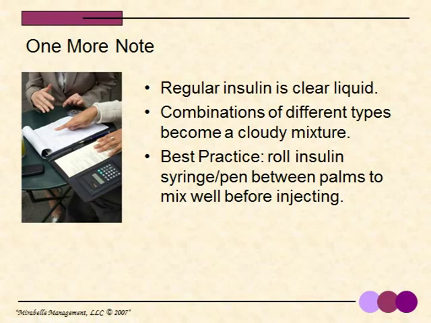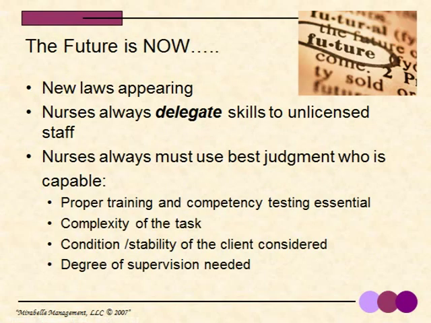One more note. In the video you just viewed, regular insulin was used. This is a clear solution. Best practice is to roll the syringe between the palms of the hands. Different types of insulin may be cloudy. Rolling the syringe will thoroughly mix the insulin before administration. Another advantage to rolling the syringe between the palms of the hands is that the insulin will be slightly warmed for the client's comfort.